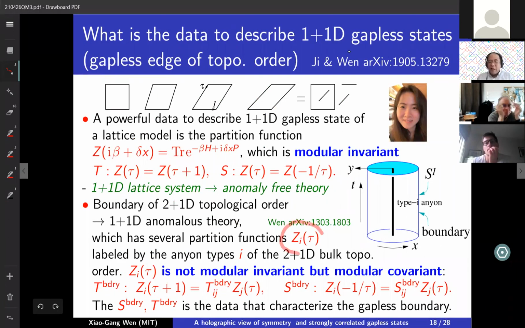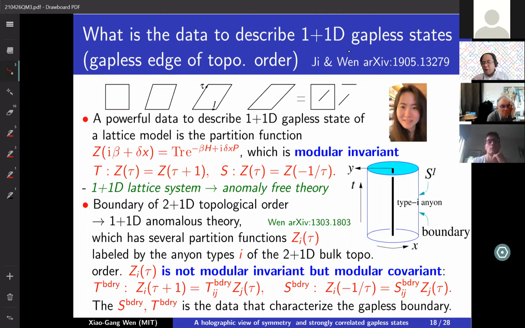Then at this stage, it's not too hard to see that this multi-component partition function is not modular invariant, but modular covariant. That is, under modular transformation, they transform by some kind of unitary matrices, S and T. And this S and T matrix is the data to characterize the gapless boundary. The gapless boundary has a multi-component partition function, and the multi-component partition function is characterized by its modular transformation property described by these S and T matrices.